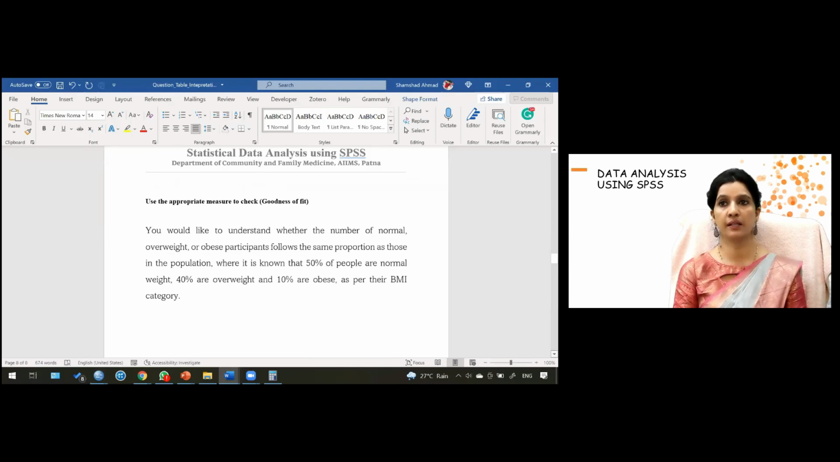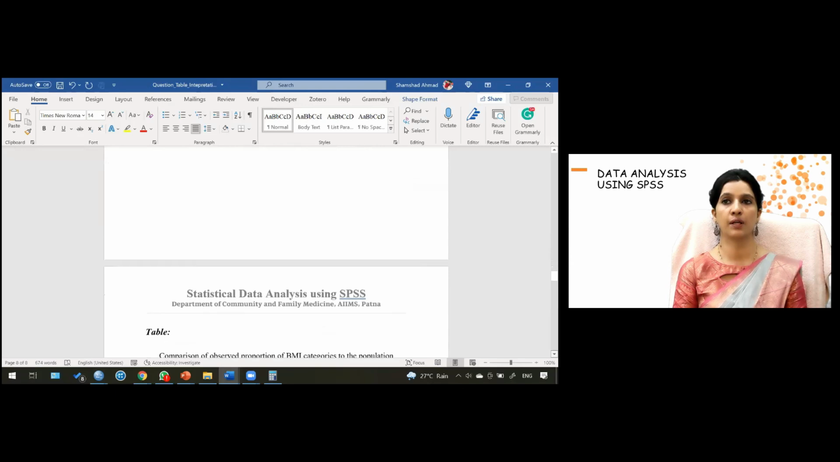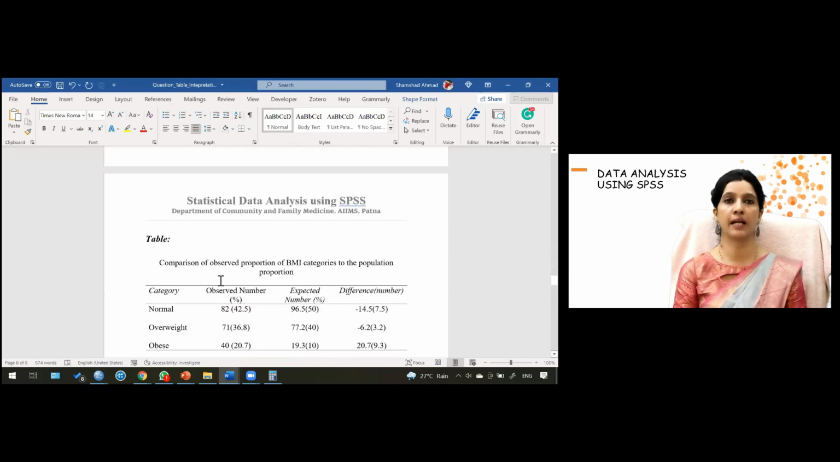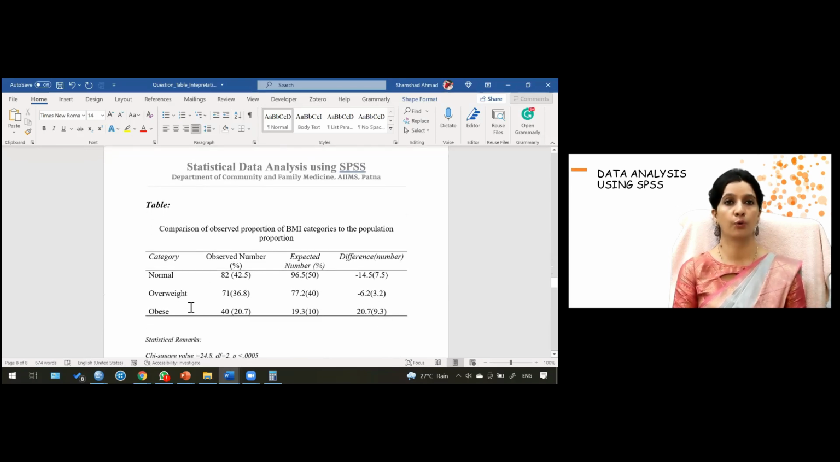So this is the table of chi-square goodness of fit. You can see the table should start with the table number and the title of the table. The title of the table is the comparison of observed proportion of BMI categories to the population proportion. And you can see here the normal, overweight and obese categories. The observed percentages are 42.5, 36.8 and 20.7, whereas what we have set as hypothesized or expected is 50, 40 and 10.